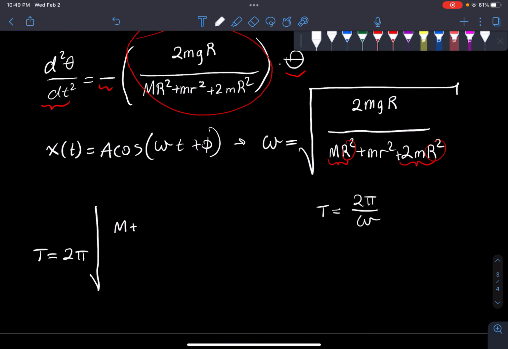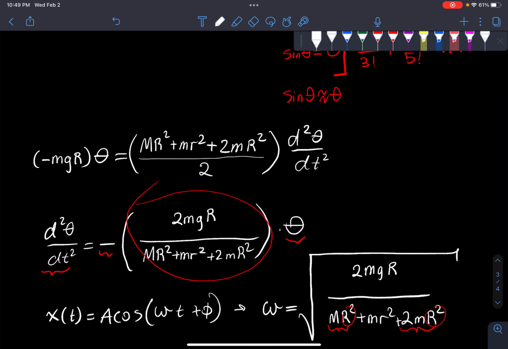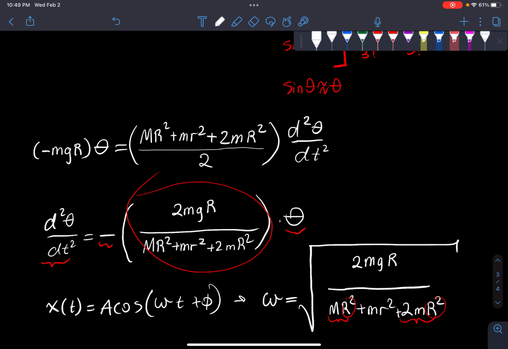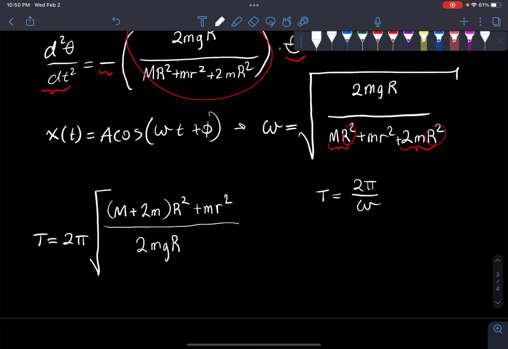M plus 2m, times r squared, plus m r squared, divided by 2mgr. And that should be the period.